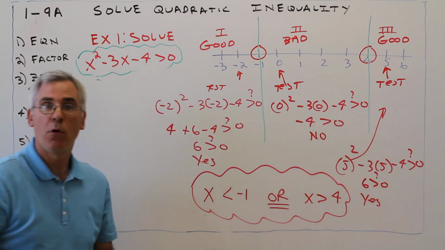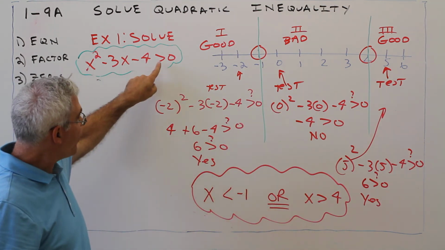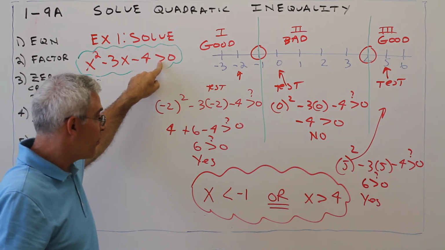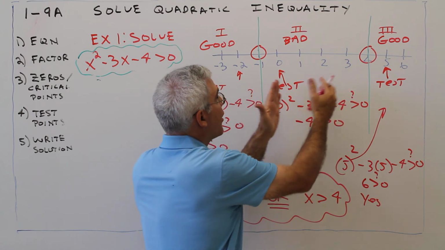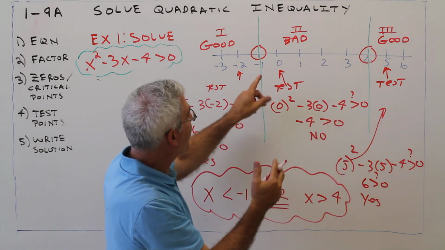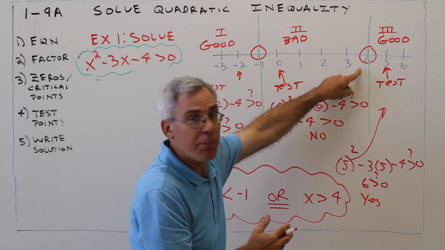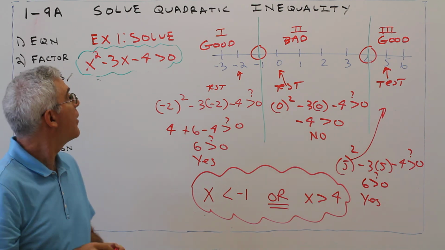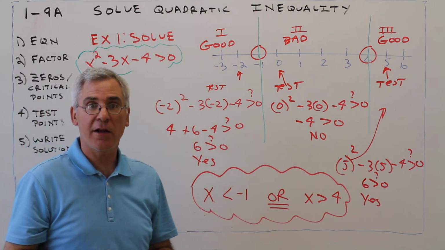One note, if the original problem had stated less than 0 as opposed to greater than 0, then my good region would have been here, and my solution would have been x sandwiched between negative 1 and positive 4. Okay, there you have it. How to solve a quadratic inequality.